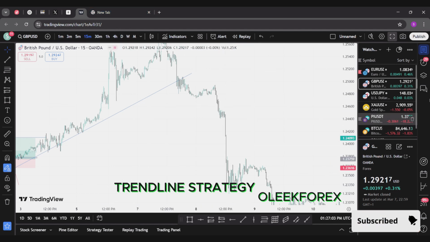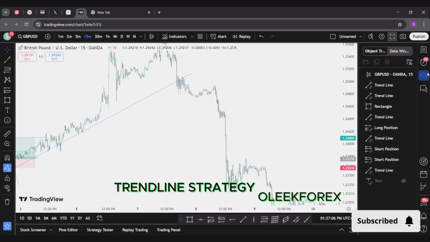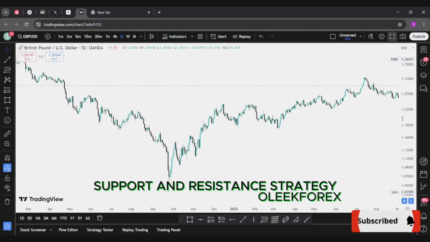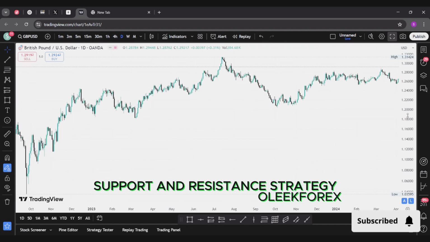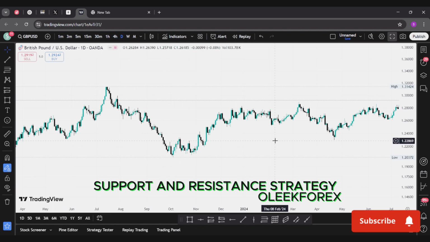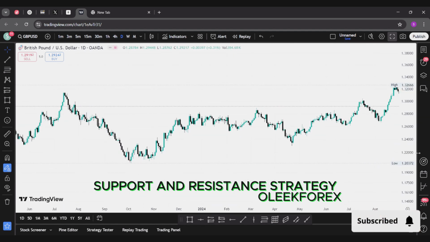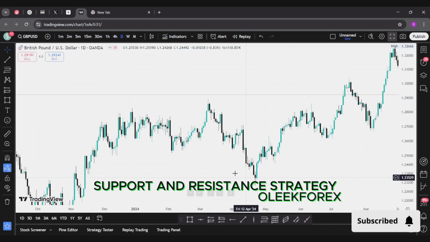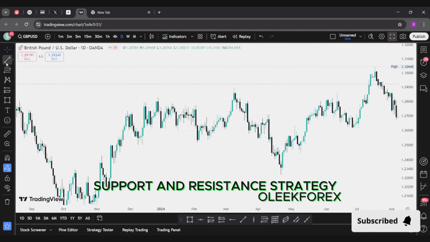I won't be taking much time on the rest of the strategies. Let me still use the daily time frame. So, support zones are places of liquidity, a place where the market reacts. It's not really a line, it's a zone.